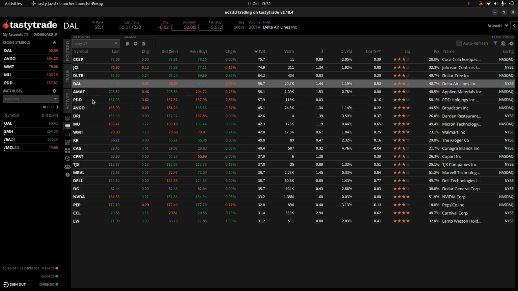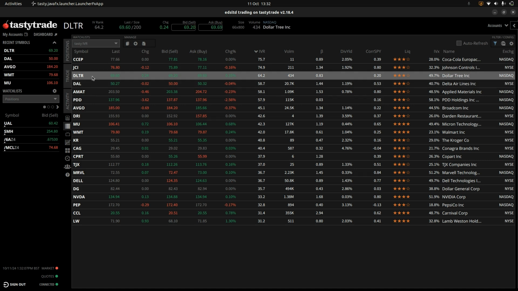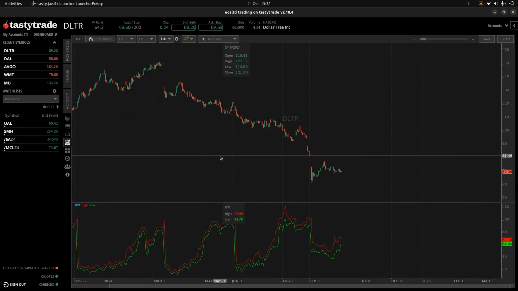By all means, let's just have a look at Dollar Tree. We haven't actually mocked up a position on Dollar Tree, I don't believe yet, and it has got a very nice IV rank. It's trading currently at just under $70. The market is closed. This is pre-market. Let's just have a look at the chart.